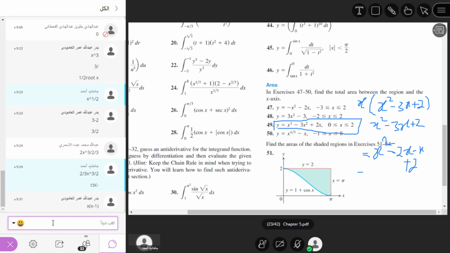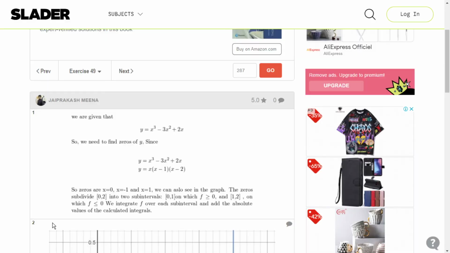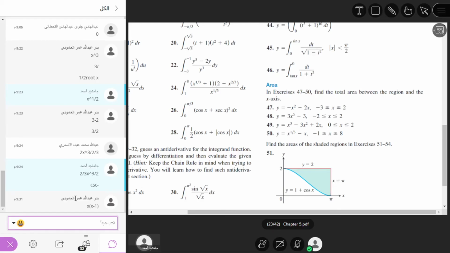So we take x as common, and this will become x minus 2. Here minus 1 as common, so it is equal to x minus 2. So what do we get here? We get x minus 1, x minus 2. The zeros of this function are 0, 1 and 2.